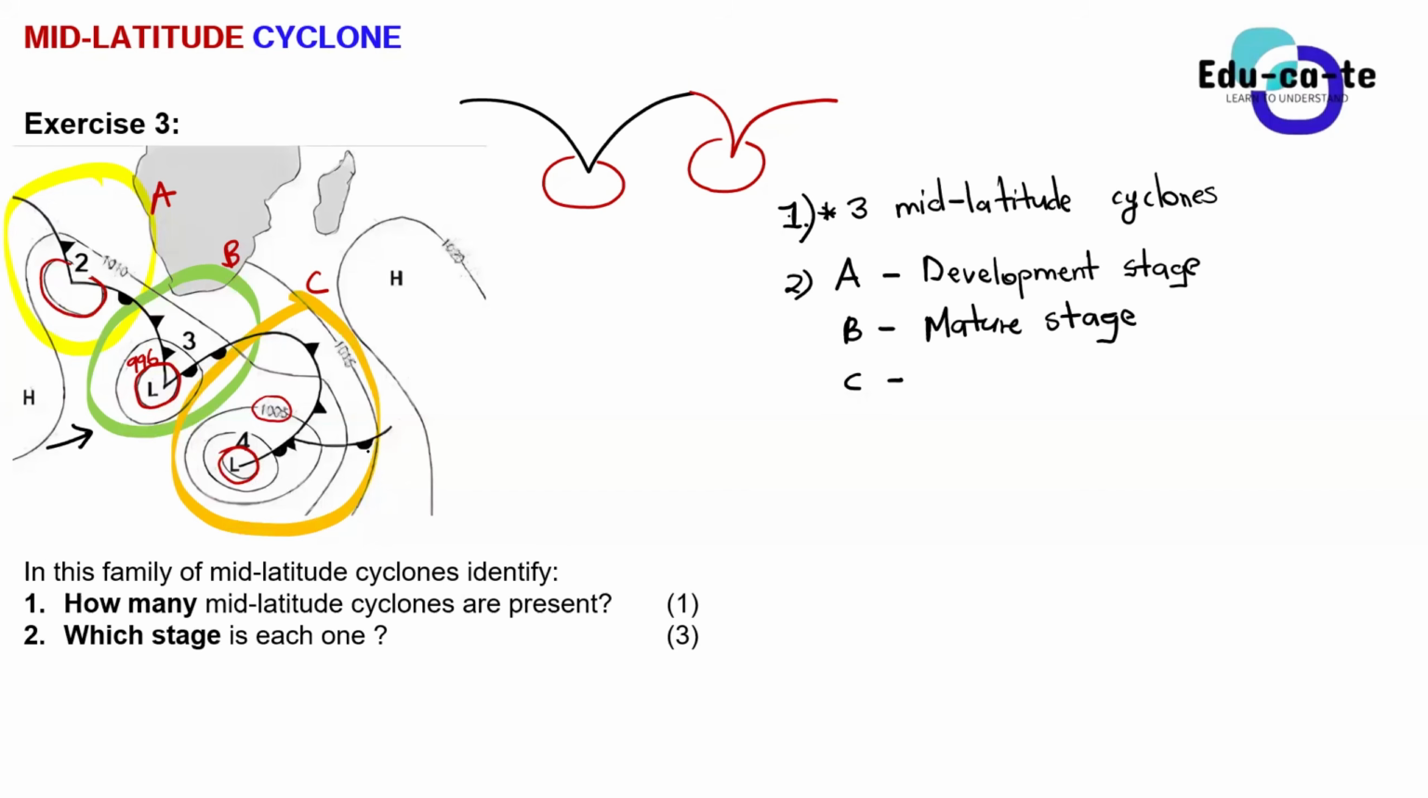Then C, which phase is this? Which stage of development is this mid-latitude cyclone C in? C, what is the stage? It's the occluded stage. It's the occluded stage, right? So this is the occluded stage or the occlusion. And how do you see that it's an occluded stage, just from this diagram? Yes, Telmo.